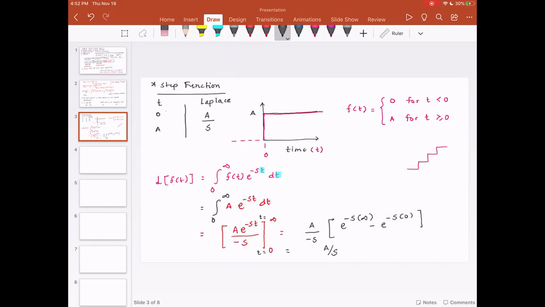Now let me take one more example. Just for completeness, many times we use the unit step function. Unit step simply means the value of a is equal to 1. So when the unit step function is used for analysis, it just means a is equal to 1, and the Laplace transform is just 1 divided by s.